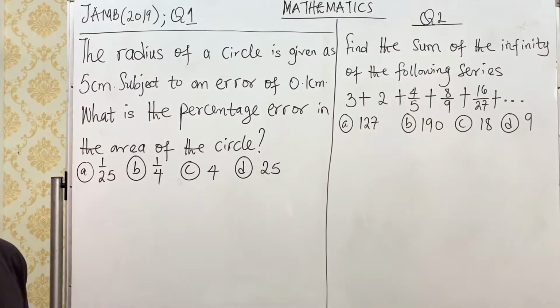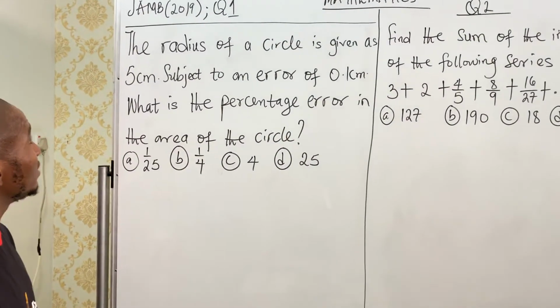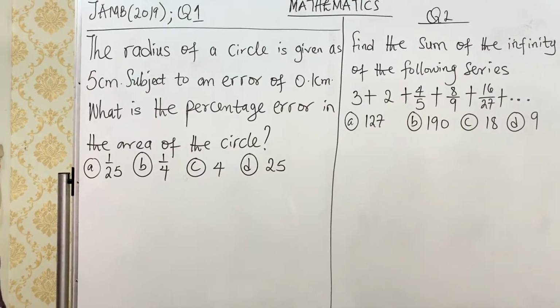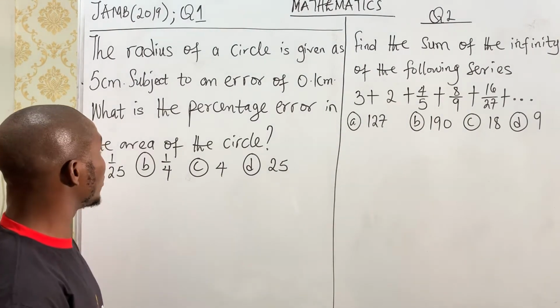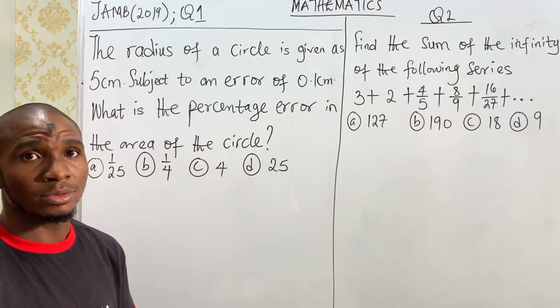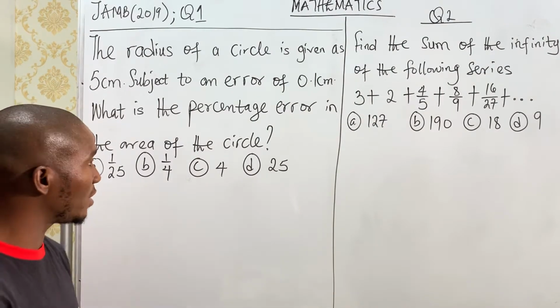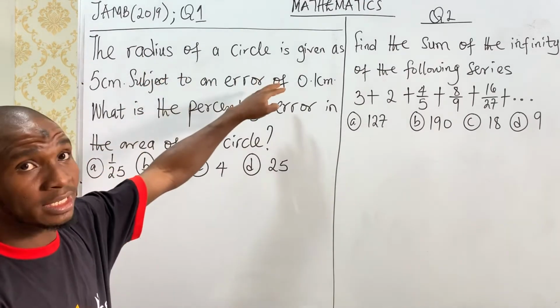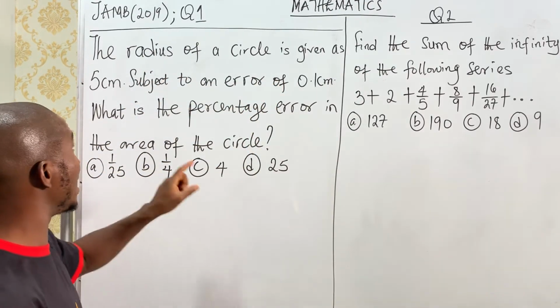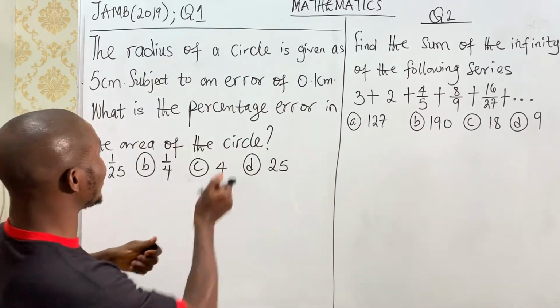Question number 1. The radius of a circle is given as 5 centimeters, subject to an error of 0.1 centimeter. What is the percentage error in the area of the circle? We need to be very careful about this question. The first thing we need to note is that we are given the radius of a circle and not the area of a circle. And also, you are asked to calculate the percentage error.